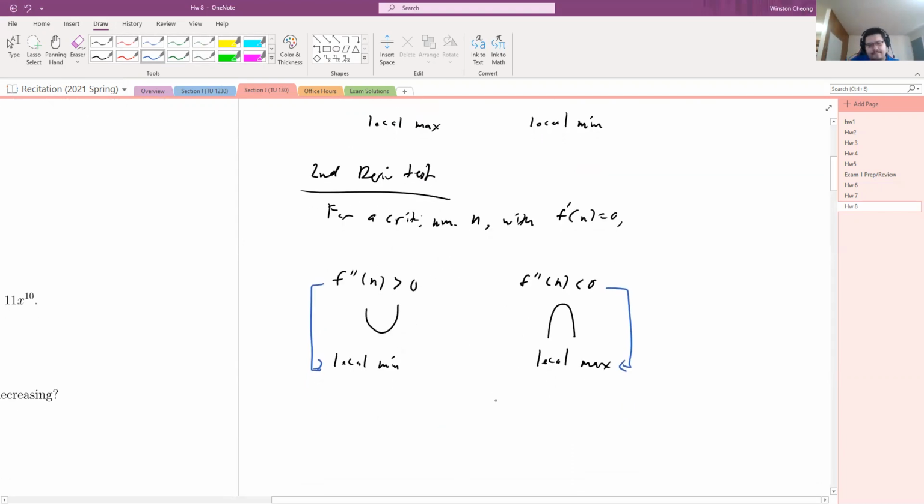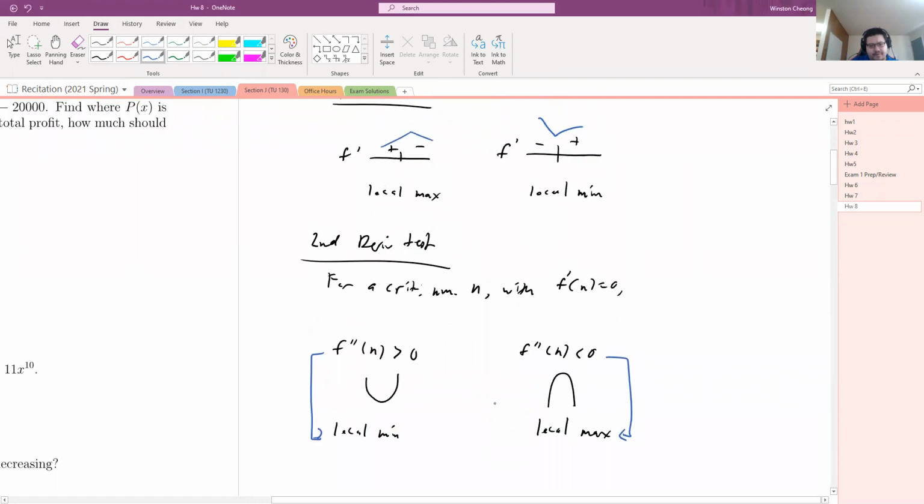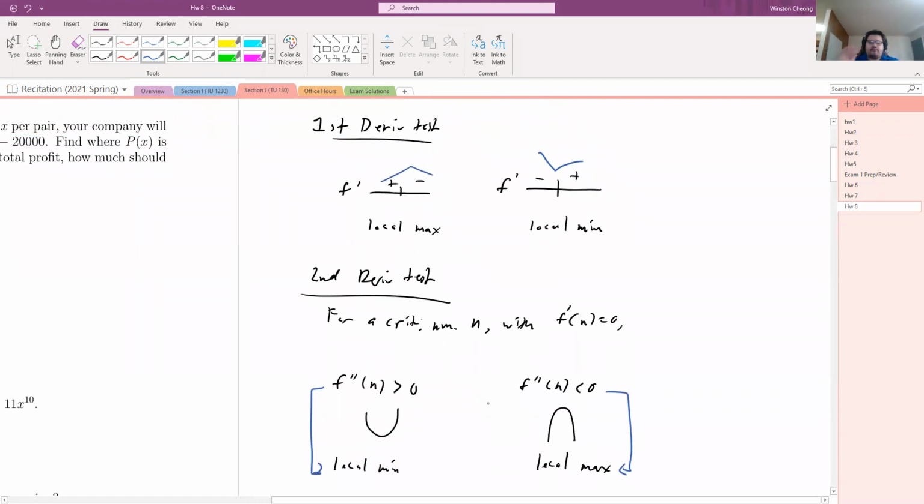What else do I want to say? You should try to make these two tests make sense. What I'm trying to tell you about the two tests is they're telling you the same information, but you're doing slightly different things. The first derivative test uses the first derivative, the second derivative test uses the second derivative, but they use them in different ways, right?